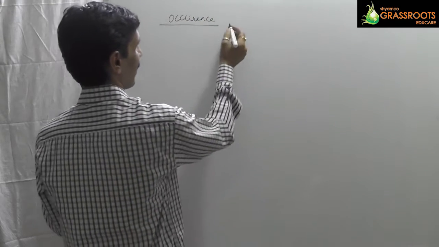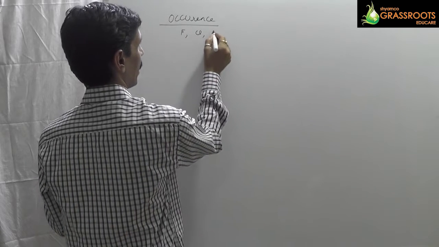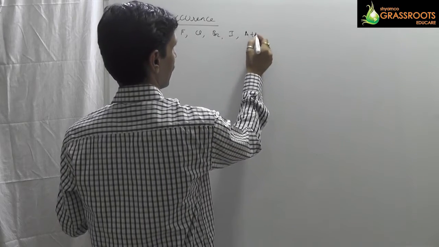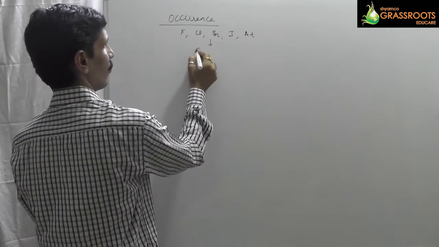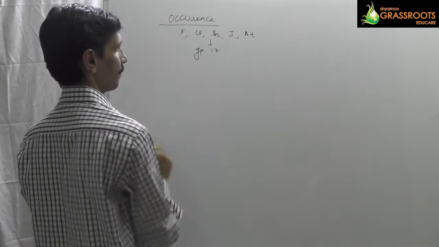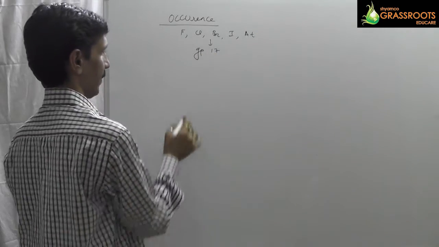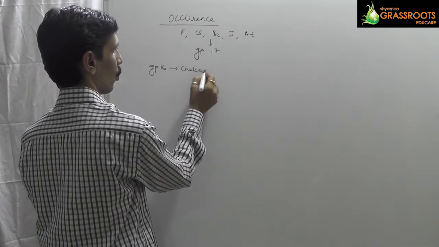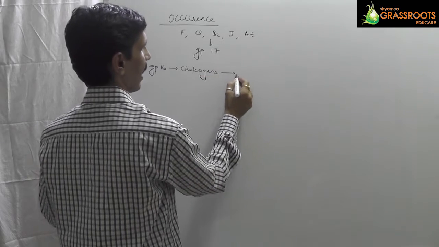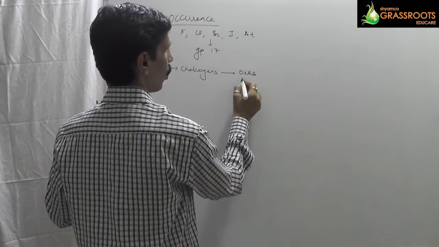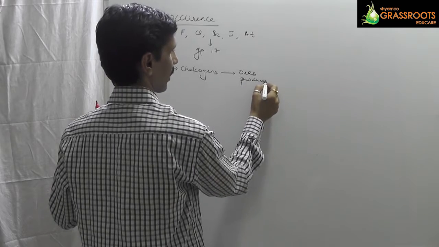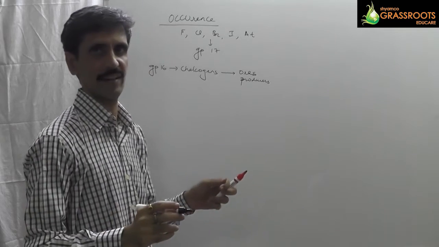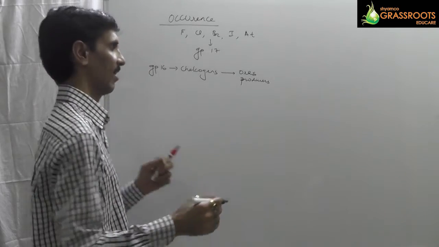So the elements are fluorine, chlorine, bromine, iodine and astatine. Okay, these are the elements which constitute group 17. Now, as far as the name is concerned, when I discussed group 16, they are called chalcogens, because they have an ability to form ores. They can combine with metals to form ores: oxides, sulfides, tellurides, sulfates and all this.